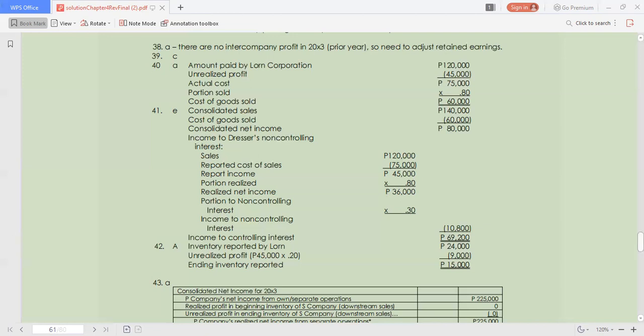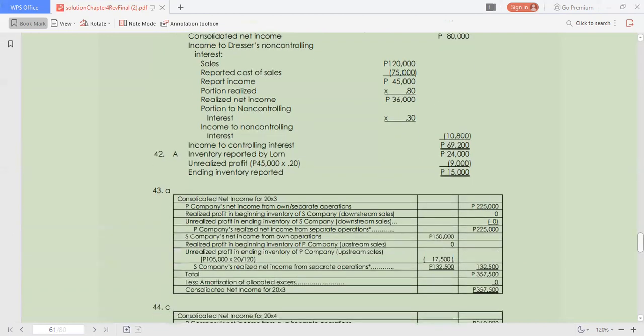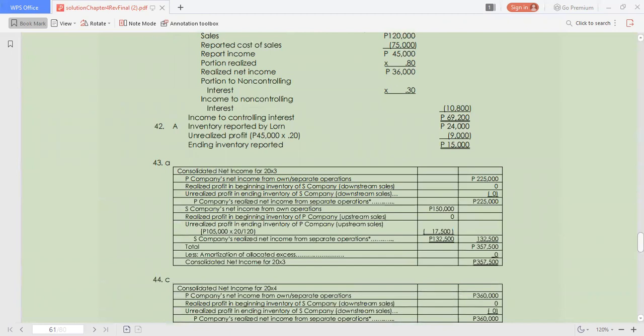PAR acquired 70% of the ownership of SAP. In other words, PAR is the parent and the subsidiary is SAP on January 1, 20x3 at underlying book value. The fair value of the non-controlling interest at the date of acquisition was equal to 30% of the book value of SAP. So what will be the consolidated net income for 20x3? Now we have question number 43 for the consolidated net income for 20x3. Now remember, we have 3 years.